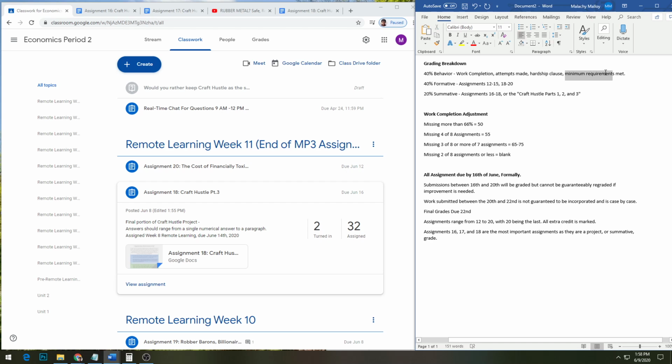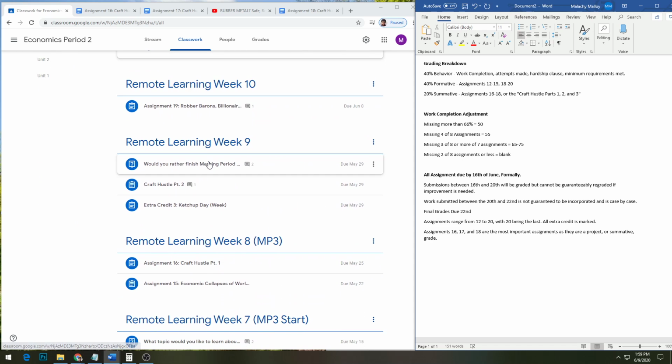And minimum requirements met is about completing enough work to get it done. So what is that? That looks like completing these assignments, 12 to 15 and 18 to 20 for the formative grade, and it means attempting Craft Hustle. Now here's the thing, Craft Hustle is our only project, and don't forget that's something that I had you guys vote on. That was not unintentional.